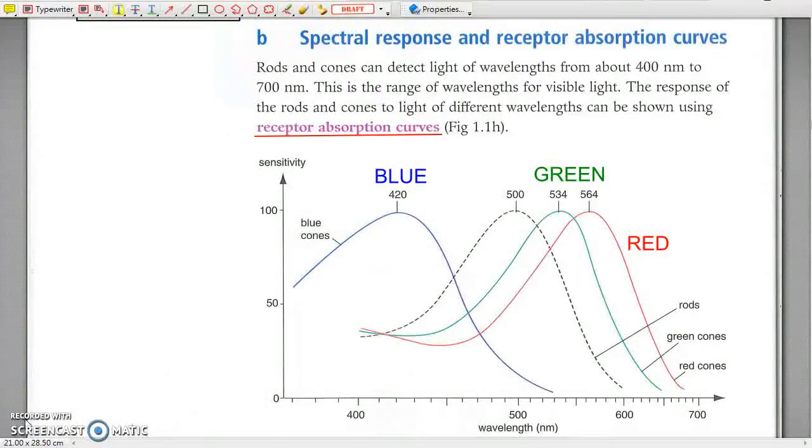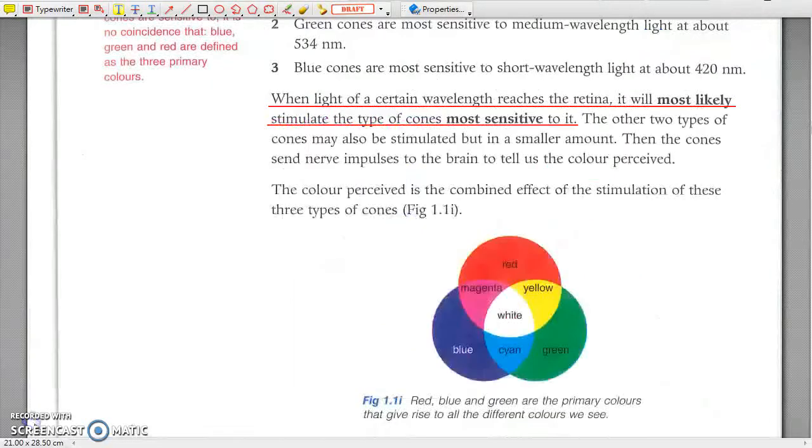When visible light of a certain frequency falls on the retina, the type of cones that is most sensitive to the frequency is most likely stimulated, while the other 2 types are less stimulated. The combined effect of their nerve pulses sent to the brain may identify the color of the light.